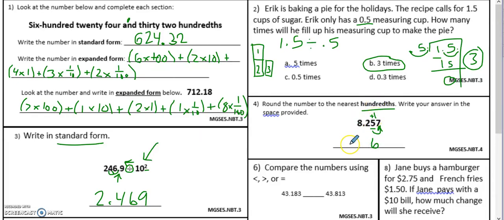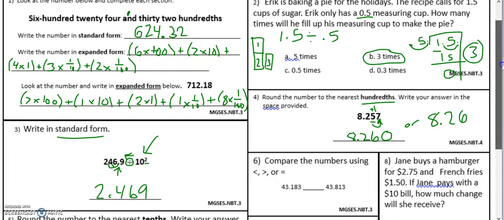All digits in front stay the same. So we still have 8 decimal 2. All digits behind, 0 is your name. So we turn that 7 into a 0. So we have 8 and 260 thousandths, or you could also have written that as 8 and 26 hundredths. Either of those would have worked.